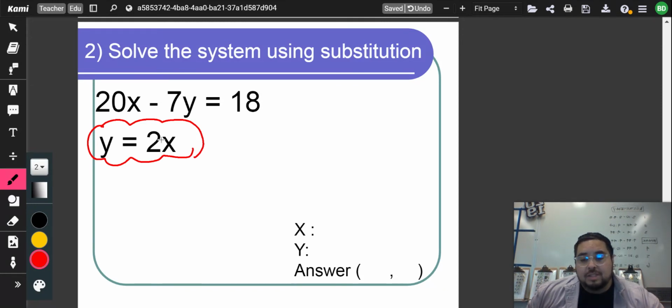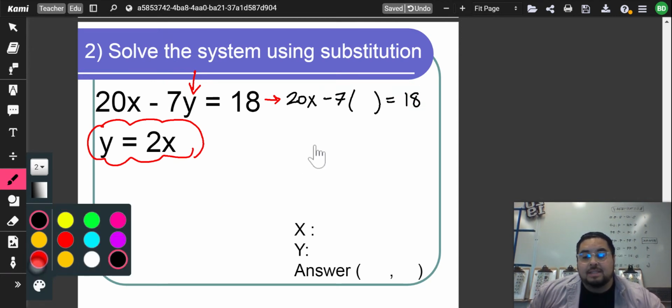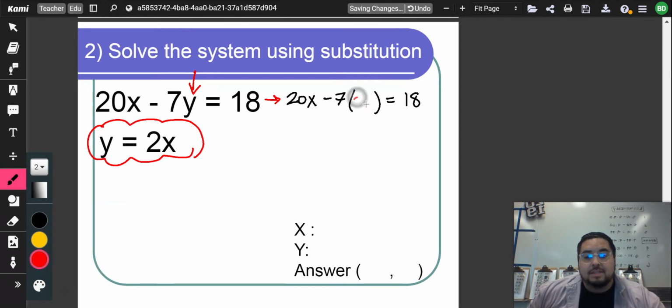I am still going to follow the same procedures. I'm going to take that y and I'm going to substitute that into the top equation. So the top equation is then going to become 20x minus 7. And then again, instead of the y, I'm going to put a parentheses in, equals 18. Okay. In that parentheses, I'm going to go ahead and substitute the value of y, which is 2x.